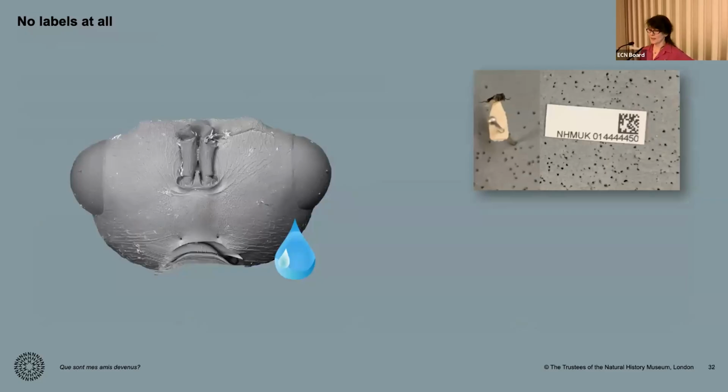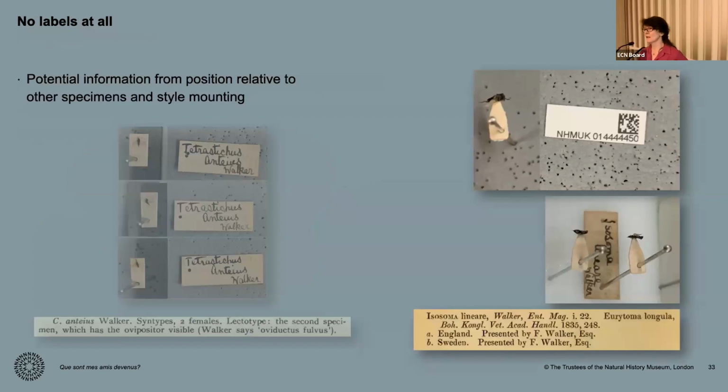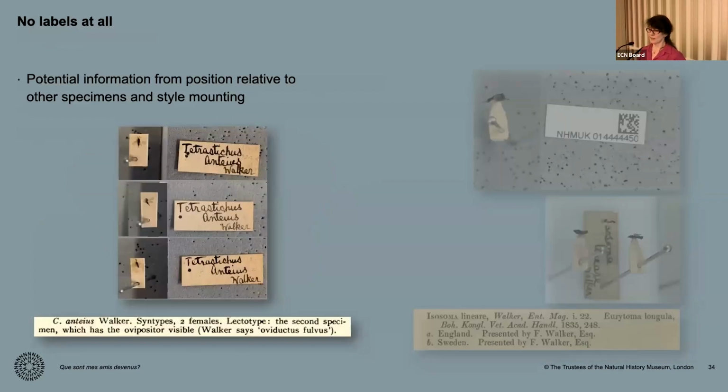And then, of course, there are specimens which have no labels at all, which clearly is not good. So in some cases, you can still have potential information from which other specimens are next to it, the style of mounting. Even though this is clearly not satisfactory, there are some cases where people, for instance, designated lectotypes and didn't put a lectotype label on the specimen, but in a publication said it's the third specimen in the series. So it might still be useful to keep track of the position of specimens for historical material.